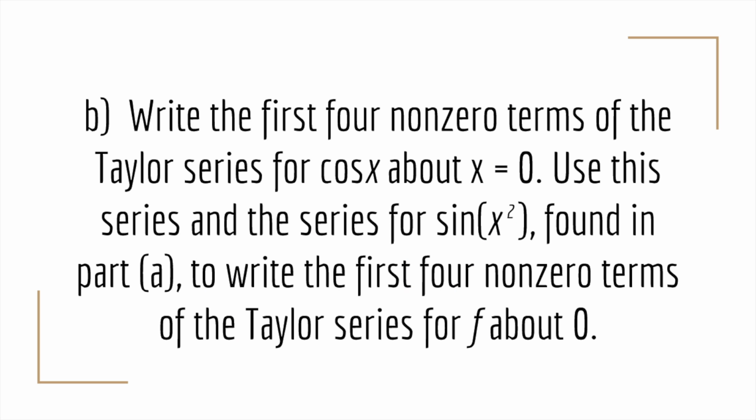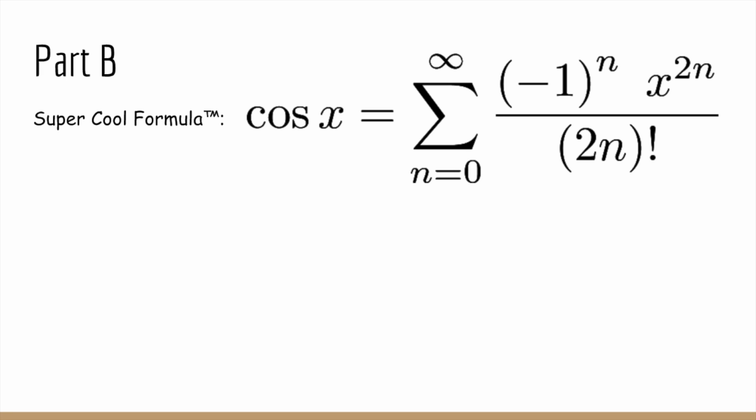Part B is asking you to do a very similar thing. It wants you to put the first four non-zero terms of the Taylor series for cosine of x about x equals 0, and then it wants you to use that series and then the series for sine of x squared, that's the one that you just found in part A, to write the first four non-zero terms of the Taylor series for f about 0.